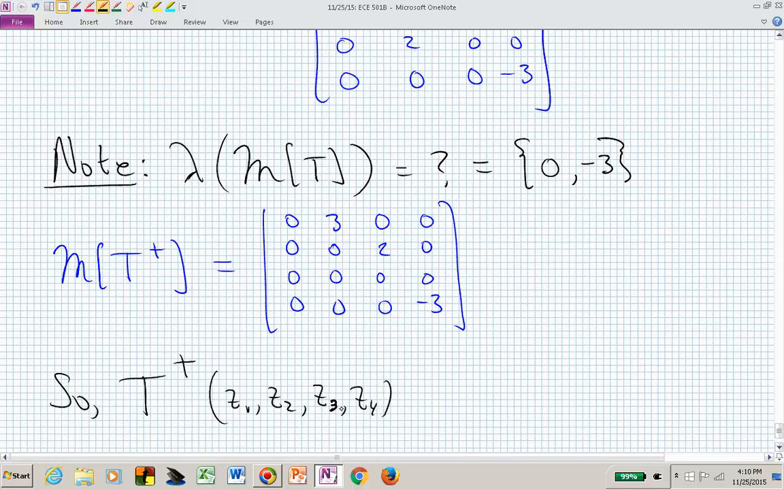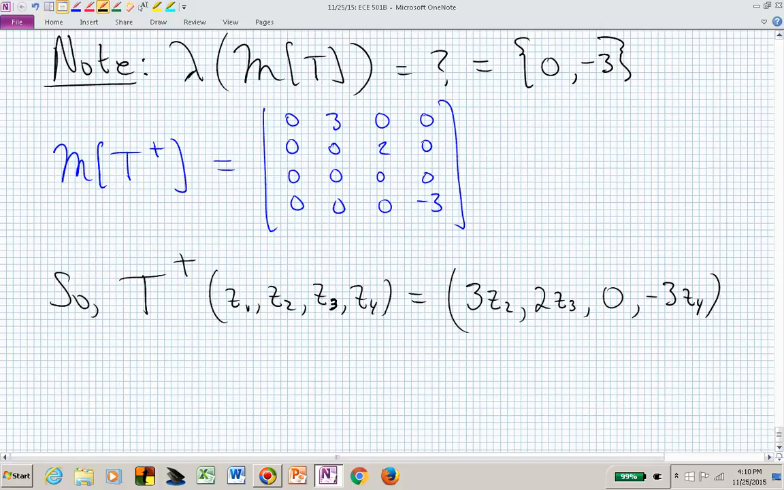We've now created it in the matrix form. Now what we're saying is that the first component is really just the second component of the input vector scaled by 3. The second component will be the third component scaled by 2. The third component will be 0, and the fourth component will be scaled with a minus 3. If somebody asks what that linear map of the adjoint is, that's now the linear map.